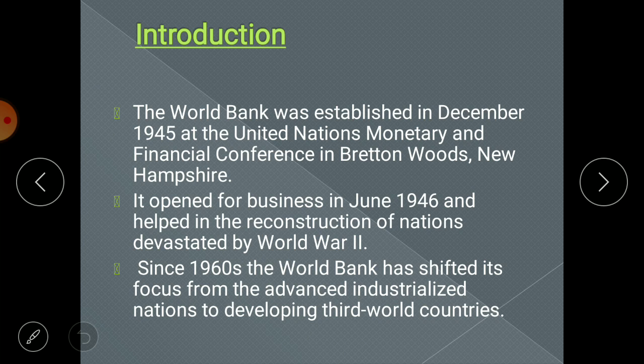With the help of IMF and the World Bank, in today's scenario, the present development status of these European countries is very good. They are considered advanced industrialized countries, and the countries which were in a good state after the Second World War are not too good as compared to these European countries. So due to that reason, now World Bank has shifted its focus from advanced industrialized countries, from European countries, to developing third world countries, meaning the underdeveloped countries.